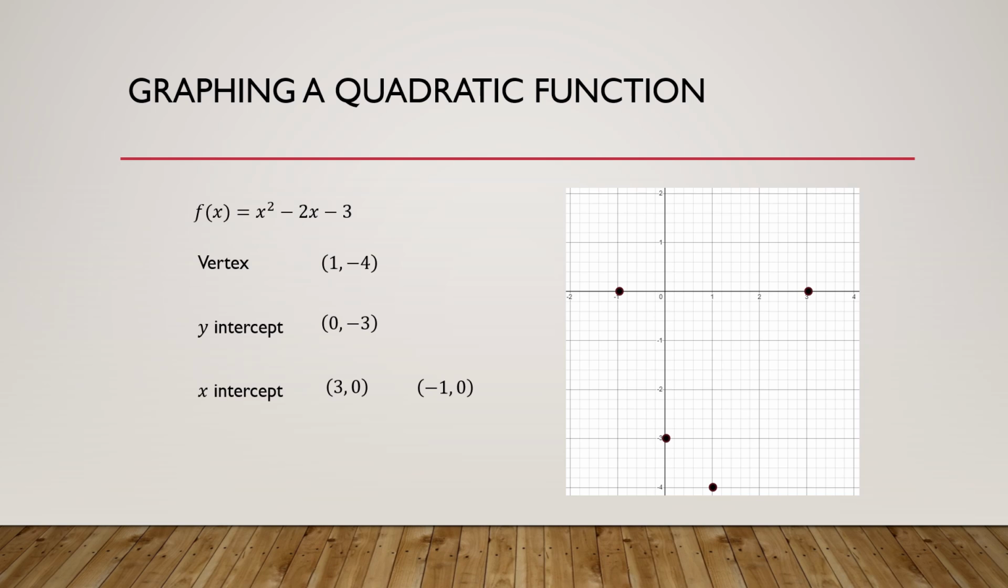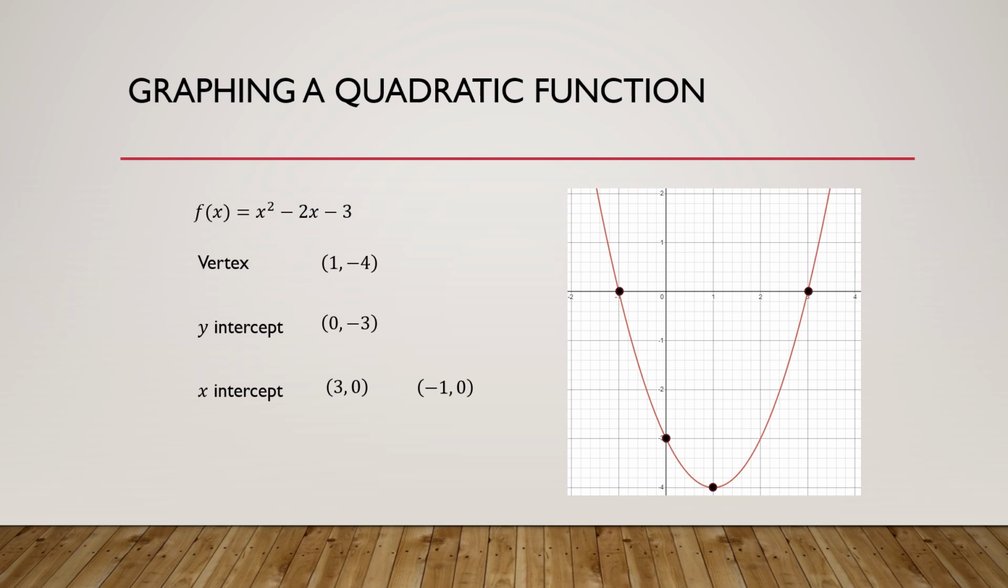We know this graph will be in the form of a parabola, and since the x squared term is positive, the parabola will be concave up with the minimum at the vertex. We can now sketch the graph. If an additional point is needed to sketch more precisely, we know that the graph is symmetric across x equals 1, which means f of 2 will give us the same value as f of 0, or negative 3.